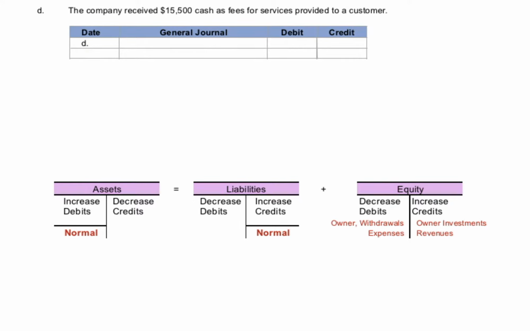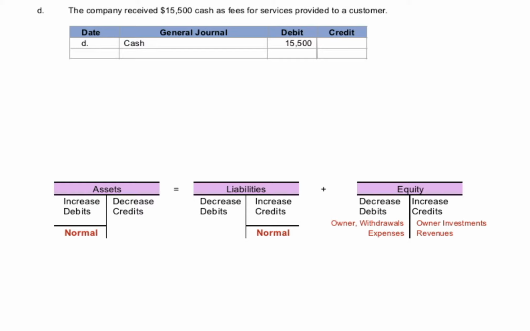Okay, company received $15,500 cash as fees for services provided to a customer. So again, what are we looking at here? We need to figure out which 2 accounts are going to be affected. In this case, there's only 2. I shouldn't keep saying 2 because there will be times that it's more than 2 accounts. In this case, obviously, anytime you see the word cash, you can assume the cash account is going to be affected somehow. So we've got, again, an increase.